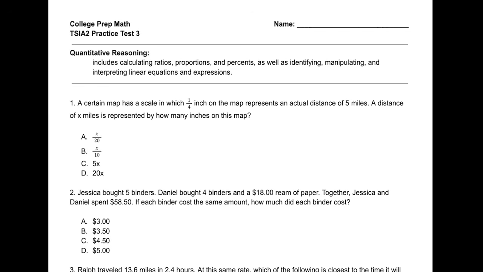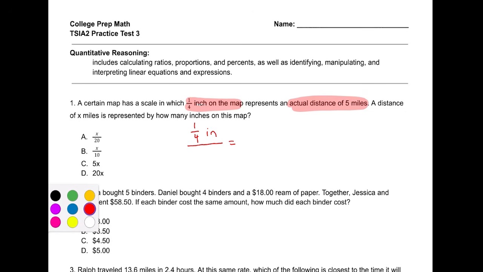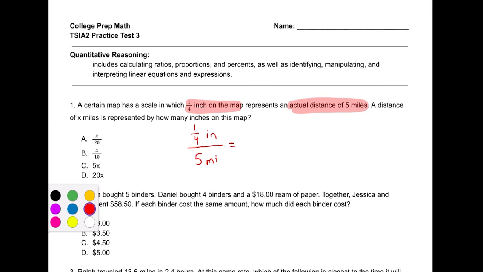Number one says a certain map has a scale in which 1/4 inch on a map represents an actual distance of 5 miles. So we have a relationship here between inches and miles for the scale factor on this map. And so we want to set up a proportion here. We're going to say that 1/4 inch is equal to an actual distance of 5 miles. And we want to know if there are X miles, how many inches are there?